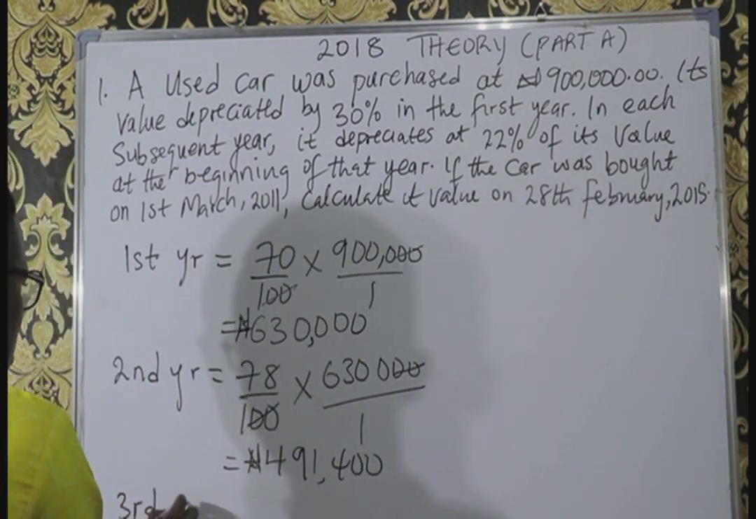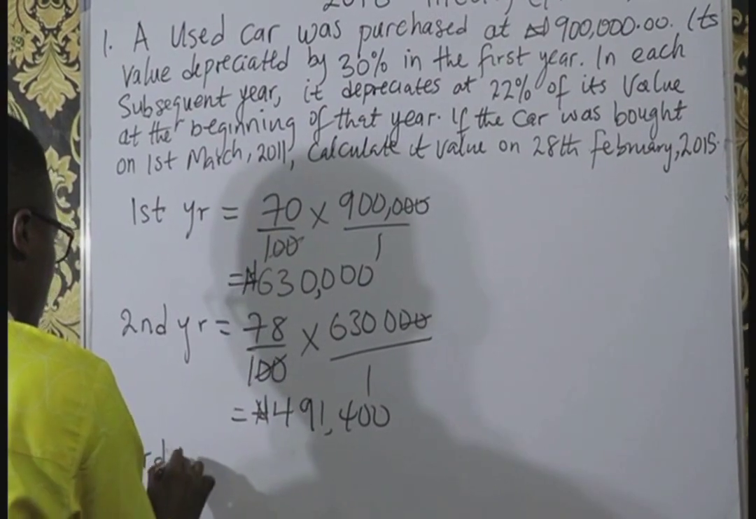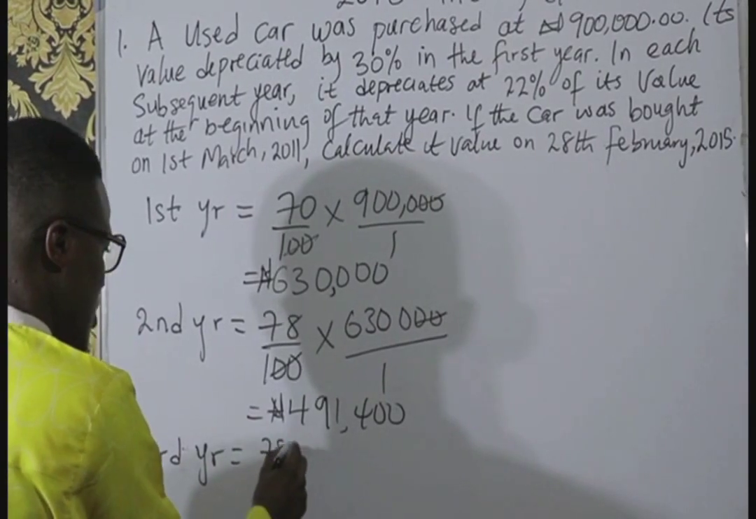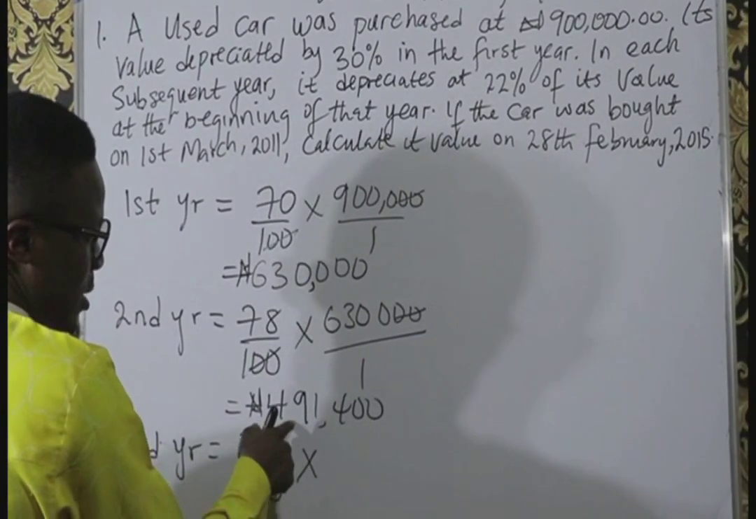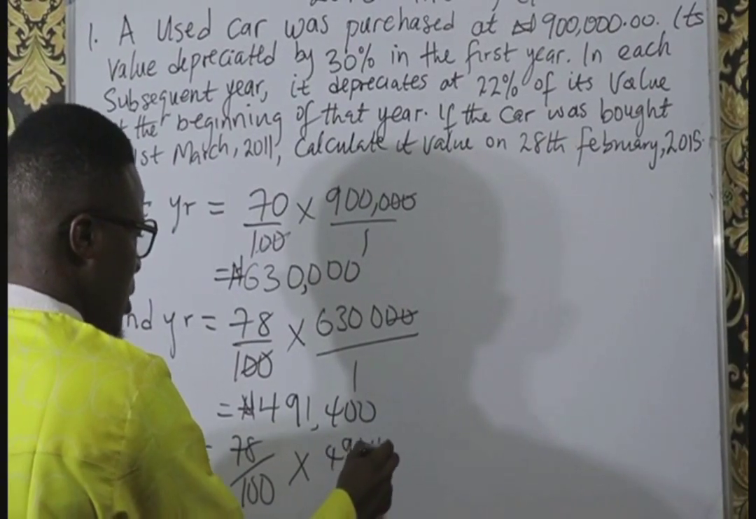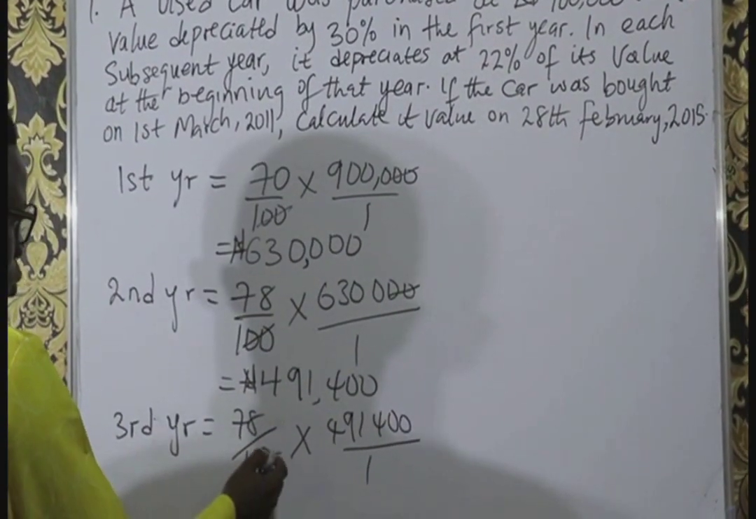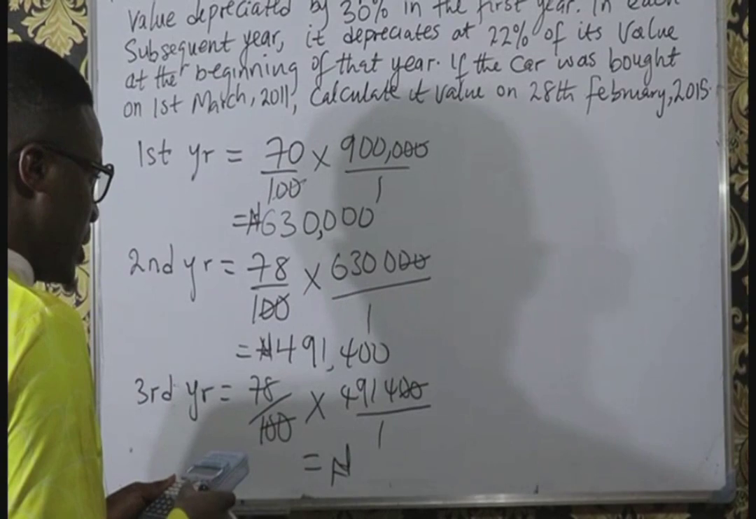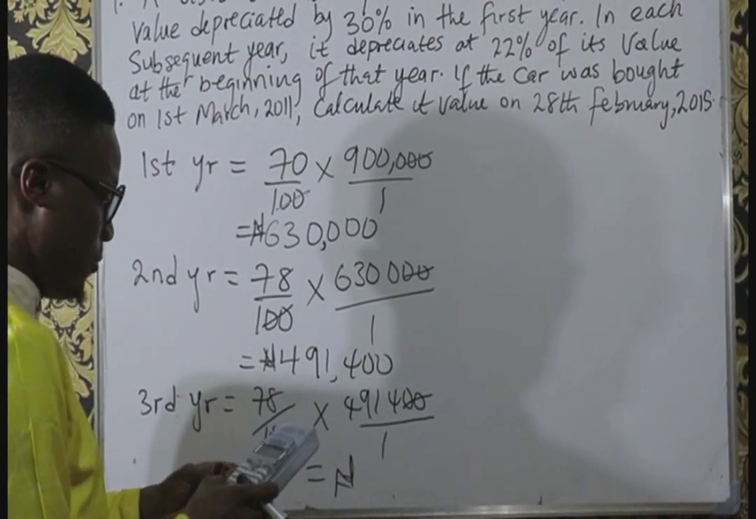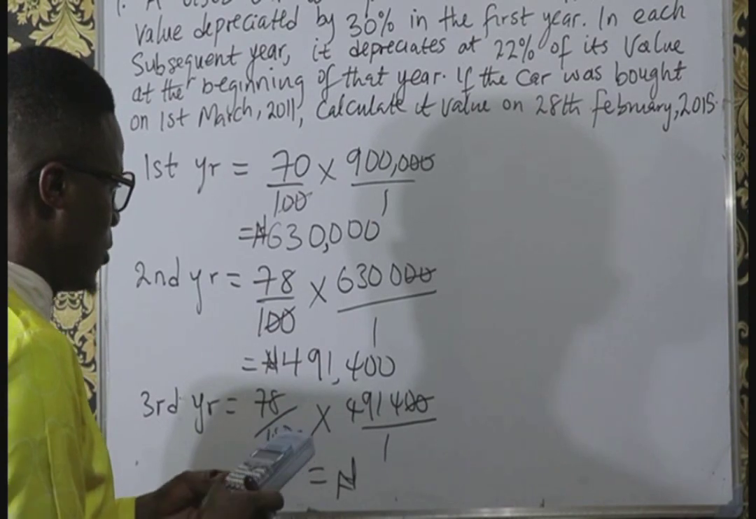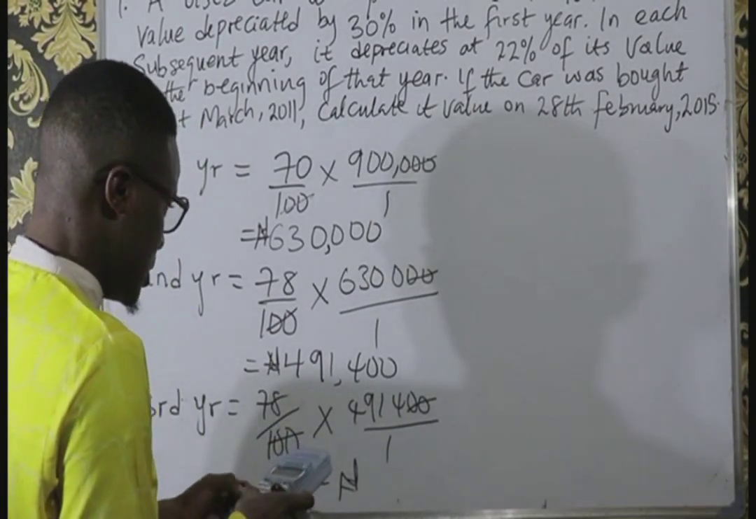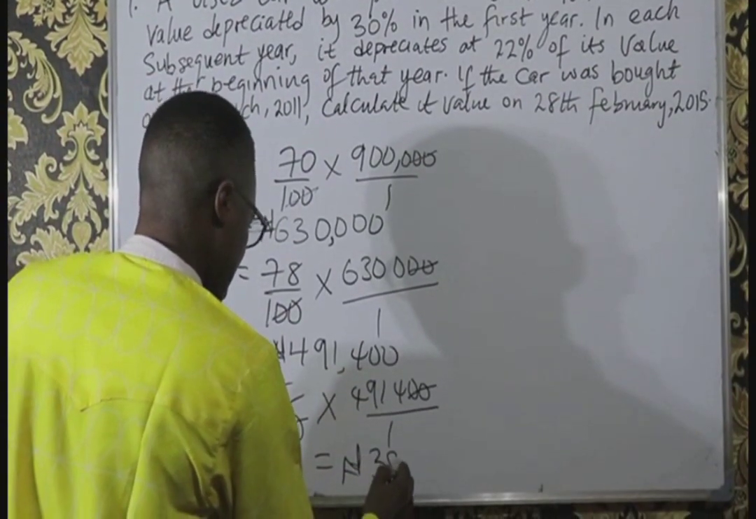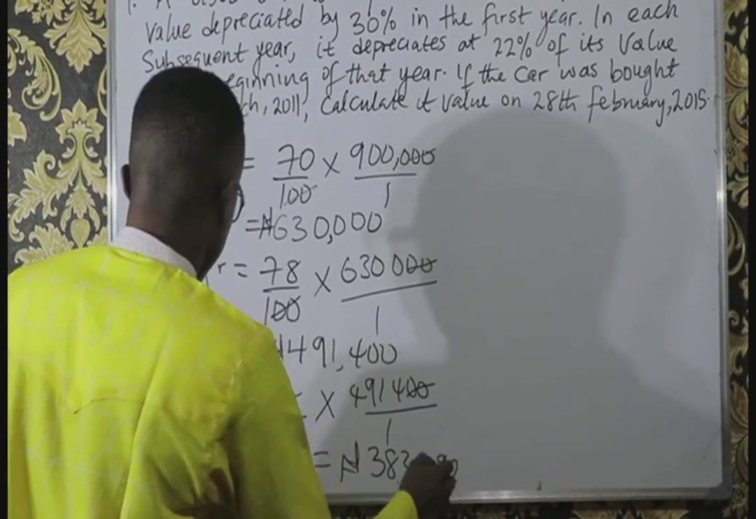We also solve for the third year. In the third year, we shall have the same 22%, which is 78%. 78 over 100 multiplied by this value now, 491,400 all over 1. We cancel the zeros. We are left with 78 times 4914. 78 times 4914 will give us 383,292. We've solved for the third year.